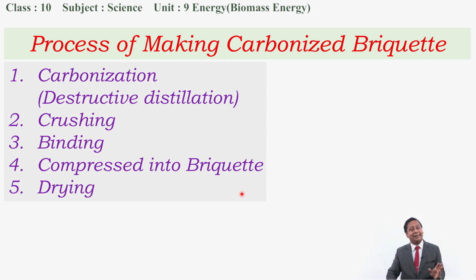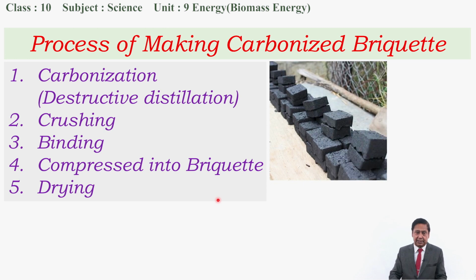Now, at last, the briquette should be dried. The water percentage should be reduced to 5% or maybe less than 5%. Then we will have this type of briquette. This is a cubical shaped briquette. It may be spherical shaped, and other shapes can also be formed. This way, the carbonized briquette can be made.